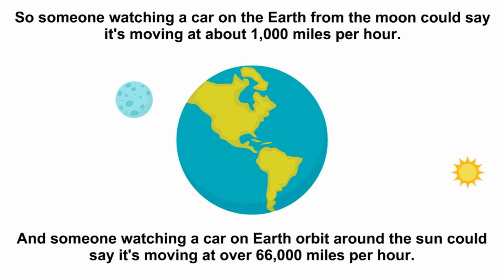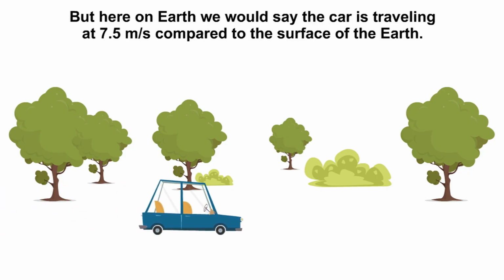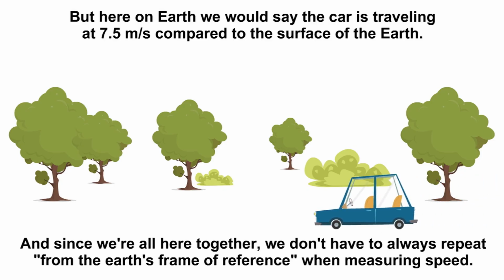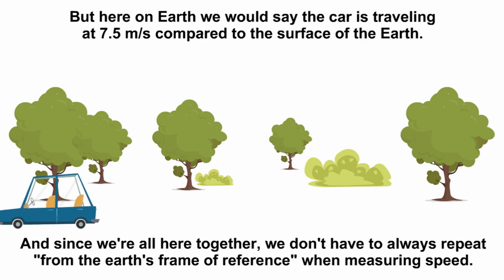hour. But here on Earth, we would say the car is traveling at 7.5 meters per second compared to the surface of the Earth. And since we're all here together, we don't always have to repeat from the Earth's frame of reference when measuring speed.